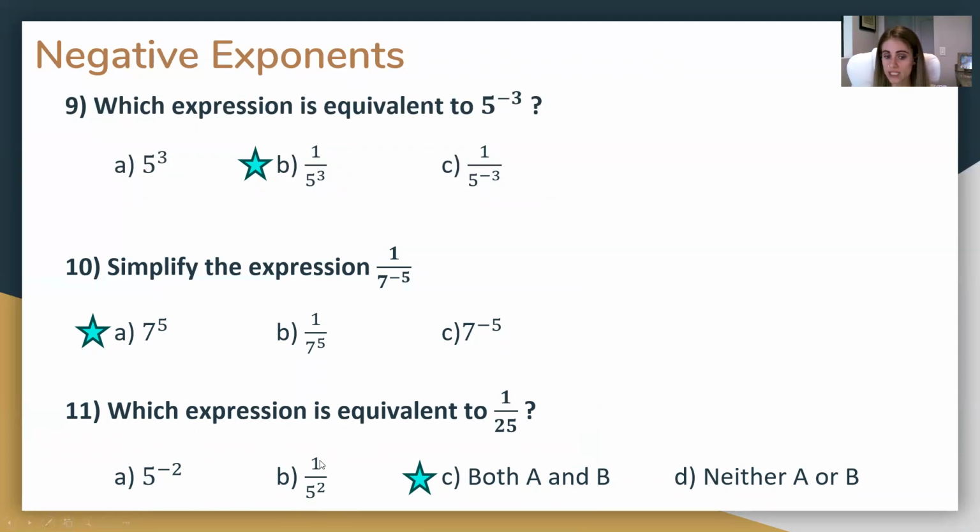Well, can we simplify that further if we were asked? Yeah, because what is 5 squared? 25, which brings us back to the original question. So all three of these expressions are equivalent. We just went from not very simplified to as simplified as you can get.